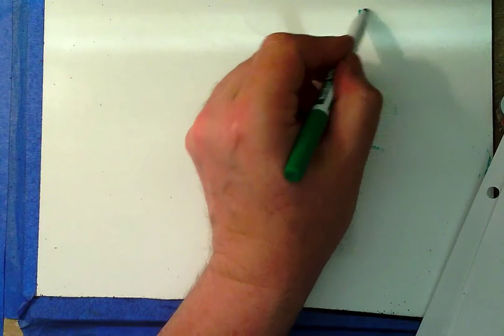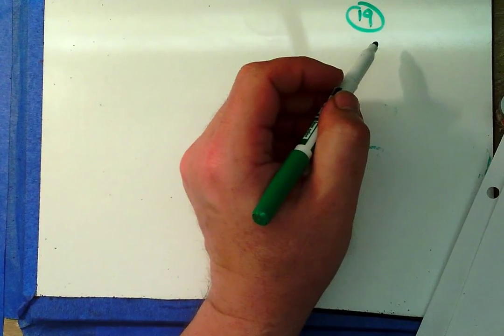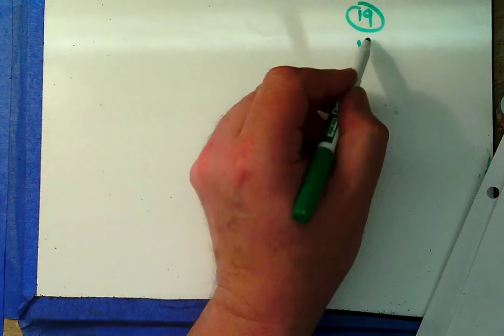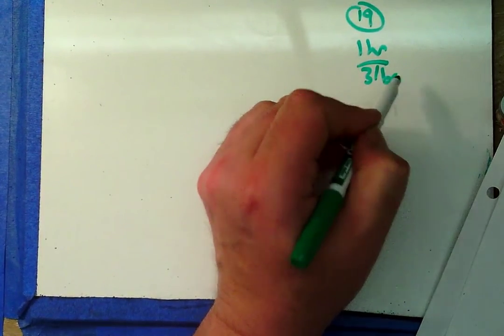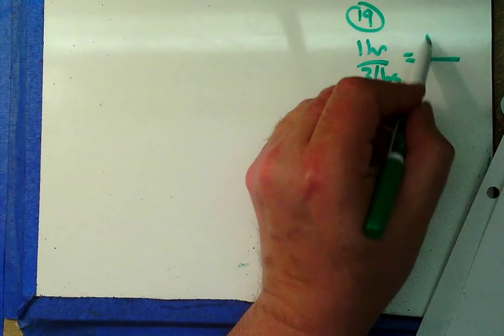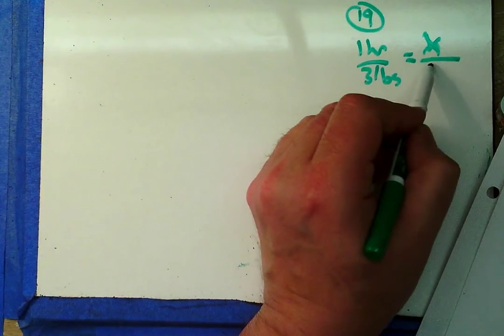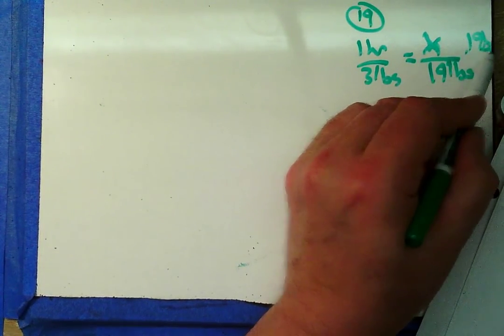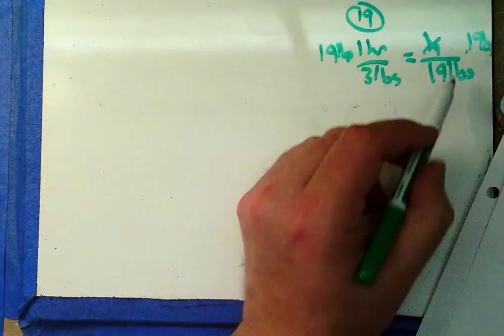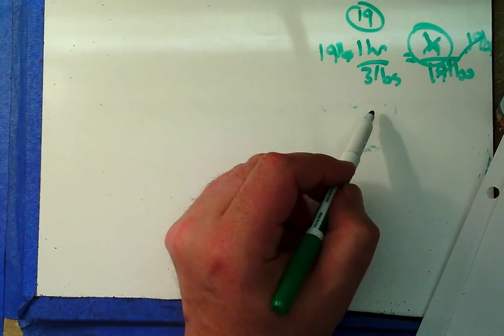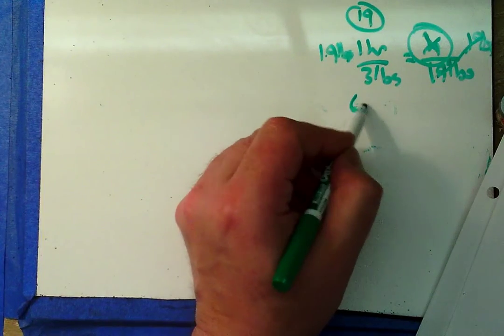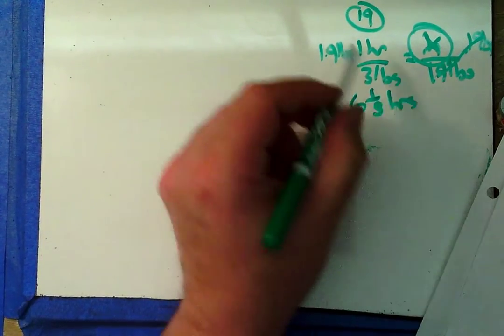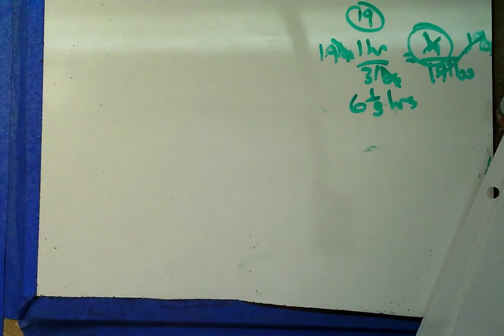19, recipe calls for cooking turkey 1 hour for every 3 pounds. 1 hour for 3 pounds. And our turkey is 19 pounds. So we want to know how many hours for 19 pounds. Well, if I multiply both sides by 19, these cancel. I get my number of hours by itself, which looks like 19 divided by 3, which is 6 1/3 hours. Notice pounds cancel with pounds. Okay, so we've got 6 1/3 hours.